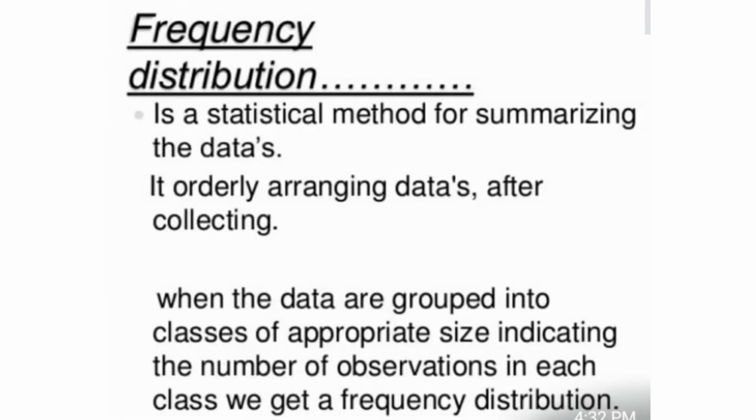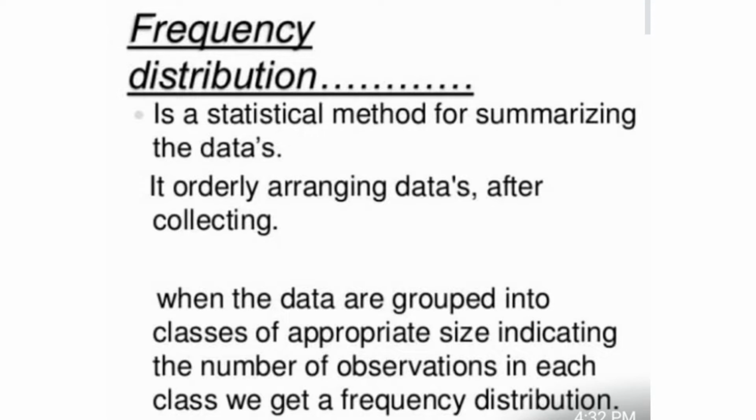What is frequency distribution? Frequency distribution is a statistical method for summarizing the data. If you want to summarize the data in statistics, you will be arranging the data in an orderly form in order to do the computation very easily and also for better understanding. So for that purpose, you have to arrange the statistical data in an orderly form. So this is called what?